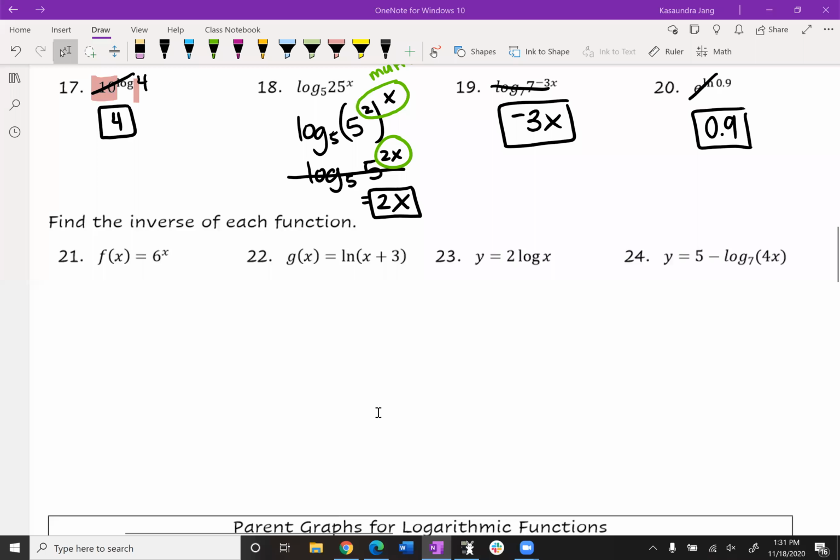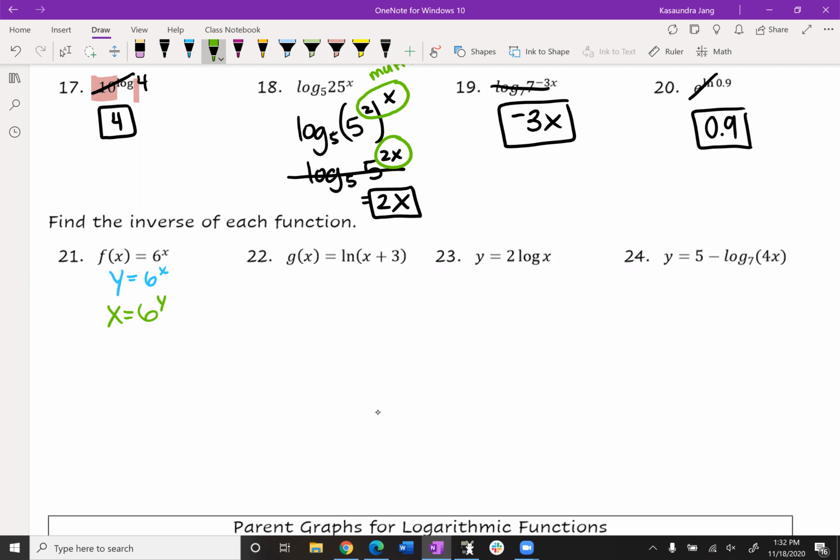All right, so I'm going to replace my f of x with a y. So it's like y equals 6 to the x. And the reason I replaced it with a y is because an inverse is when you swap your input and output, or in other words, I'm going to swap x's and y's. So now I've got x equals 6 to the y instead of y equals. All right, so I swap my x's and y's, and then I've got to solve for y.